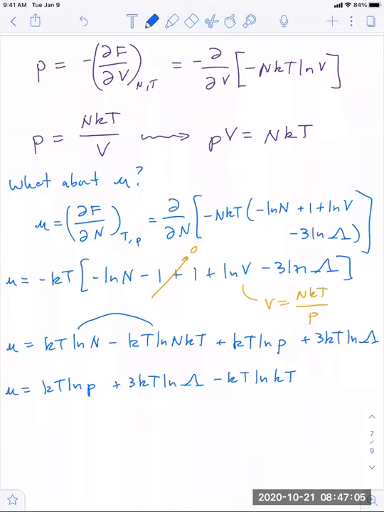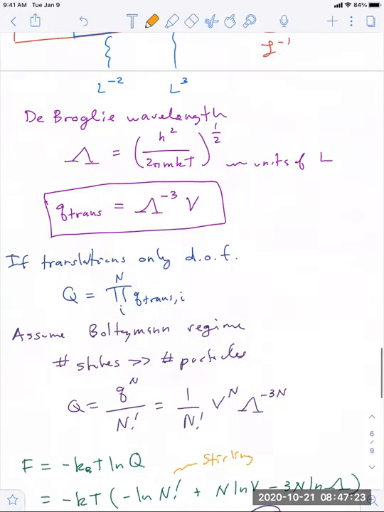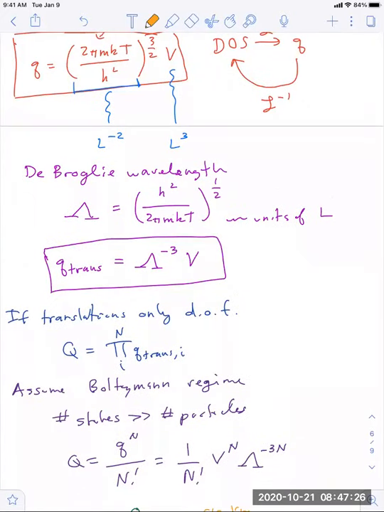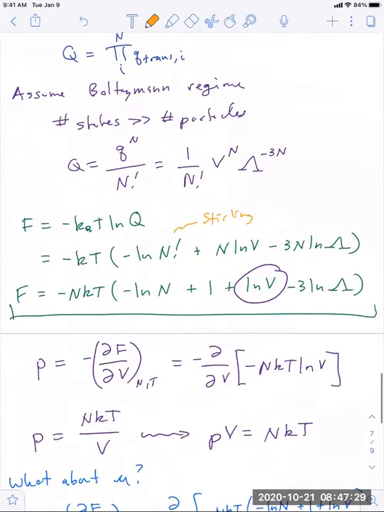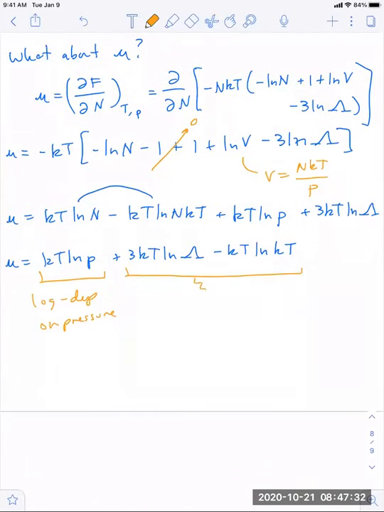So what does this tell us about the chemical potential of an ideal gas? It says, one, there's a log dependence on the pressure. And then there's this term that, if we remember what goes into the de Broglie wavelength, is really just the mass. So the only system-specific quantity here is the mass. There's also this other term that's constant once we define the system, but a function of temperature. So we call this the reference chemical potential, which is a function of temperature. And it just contains terms mass, T, and then some constants.